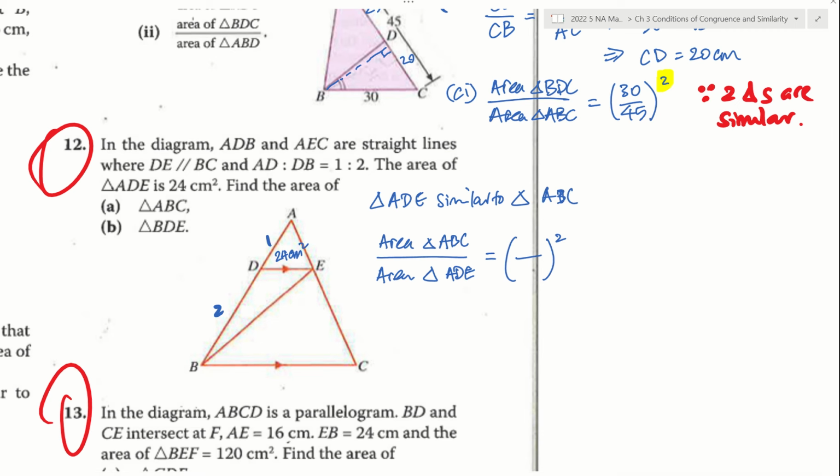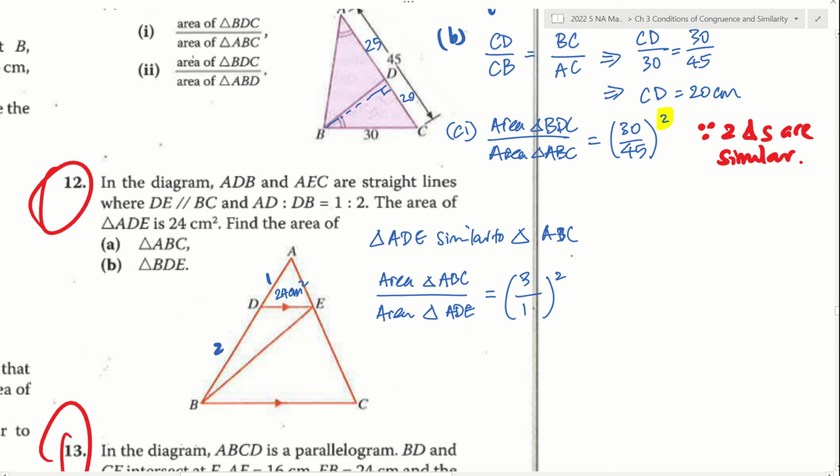So the big length in this case is 3 units, divided by 1, which is simply 9. So what we are trying to say over here is that the area of the big triangle is 9 times the area of that small triangle on top. In other words, area triangle ABC must be 9 times 24, which gives us 216.